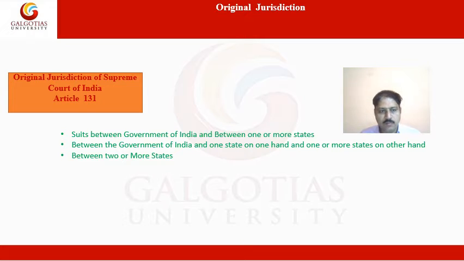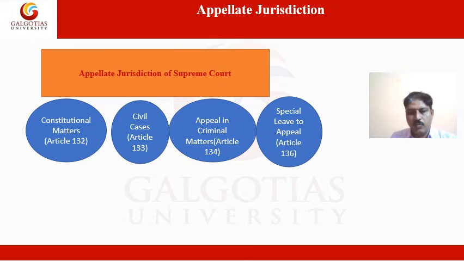Under Article 131, the Apex Court has jurisdiction over suits between the Government of India and one or more states, between the Government of India and one state on one hand, and one or more states on the other hand, or the suits between two or more states can also be the subject matter of Article 131 of the Constitution of India.